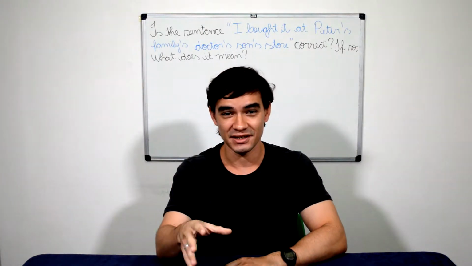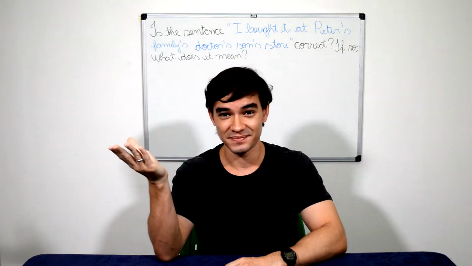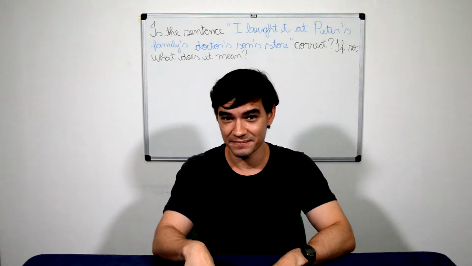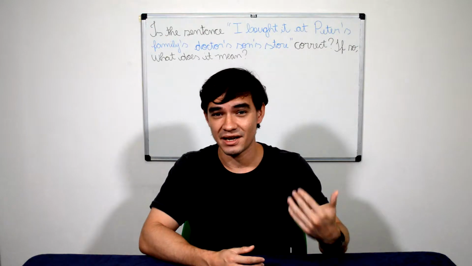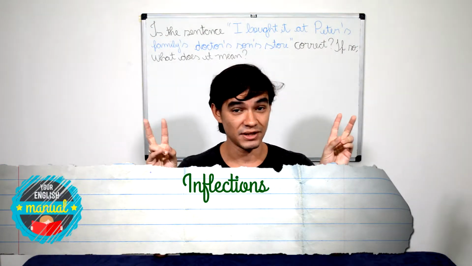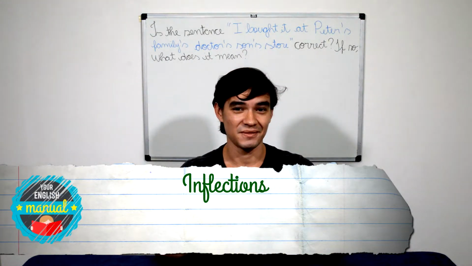Well, as we said, long ago we had the so-called Old English, which was much more complicated than the English we have today. And one of the reasons it was so complicated is because it had many more changes to the words, called inflections. But relax, don't focus on the name, okay?